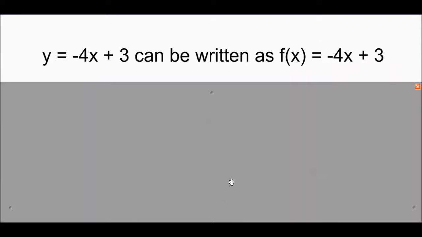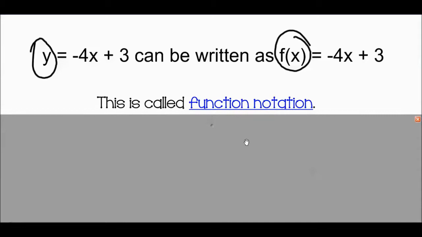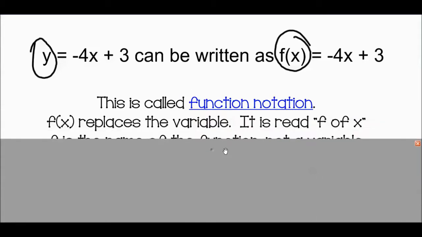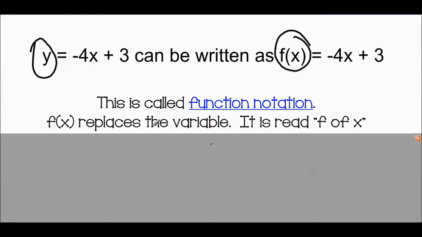Now let's talk about function notation. Y equals negative 4x plus 3 can be written as f of x equals negative 4x plus 3. You see the difference is I replaced y with f parentheses x close parentheses. This is called function notation. F of x replaces the variable, and you read it f of x.